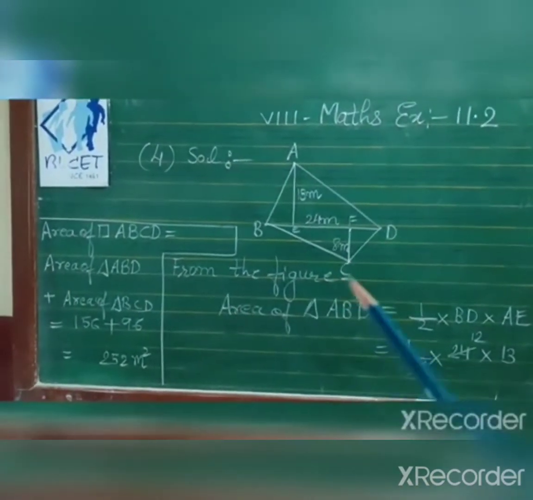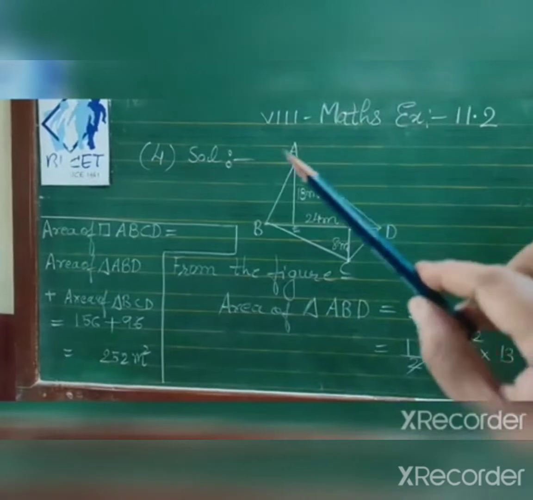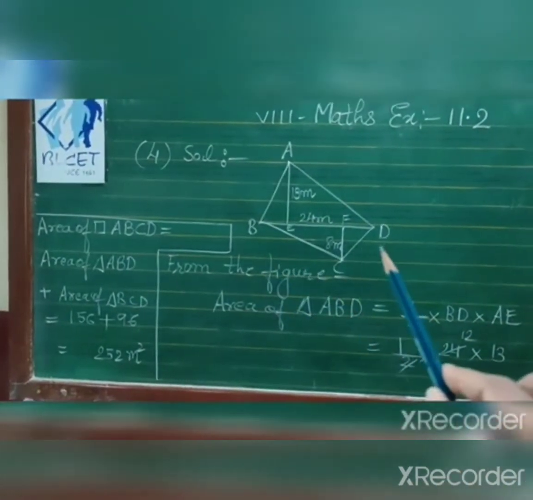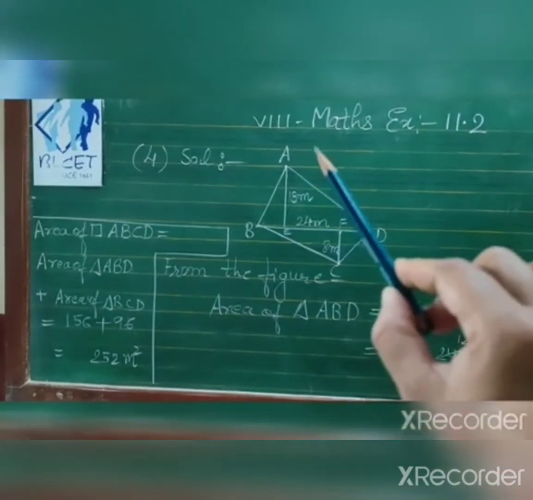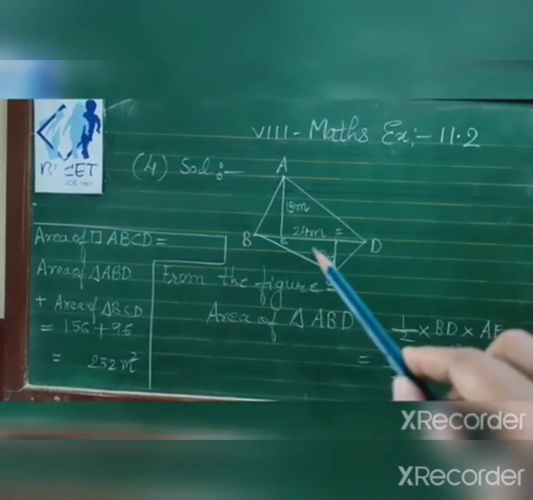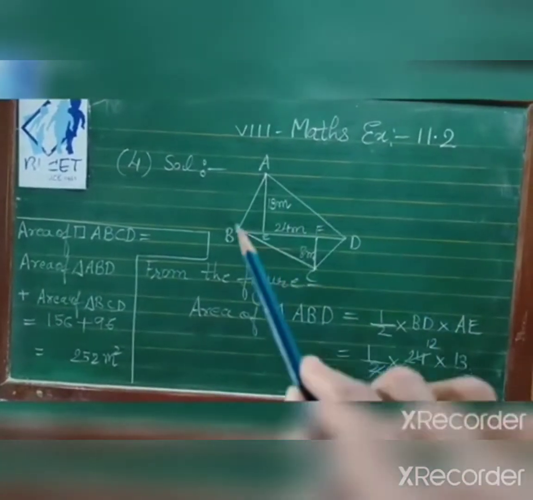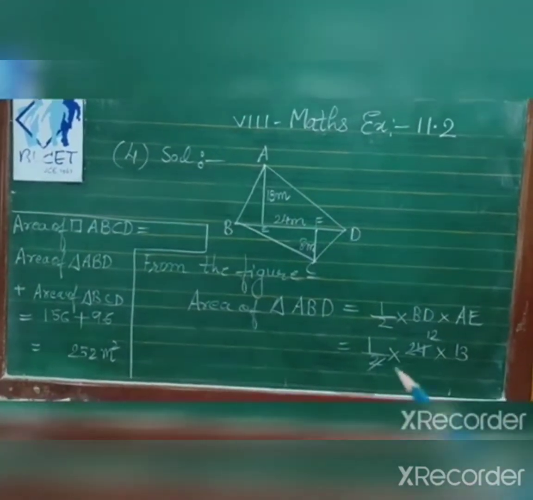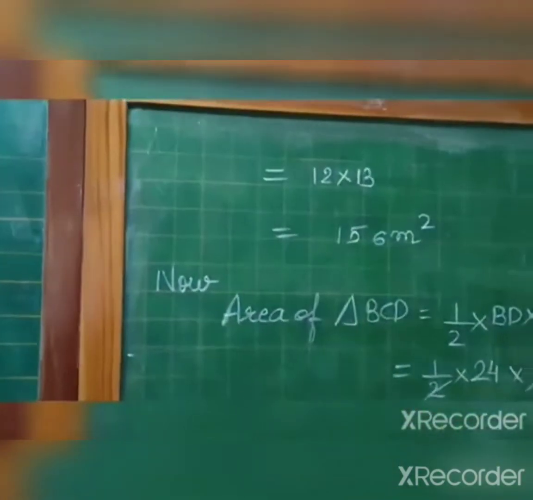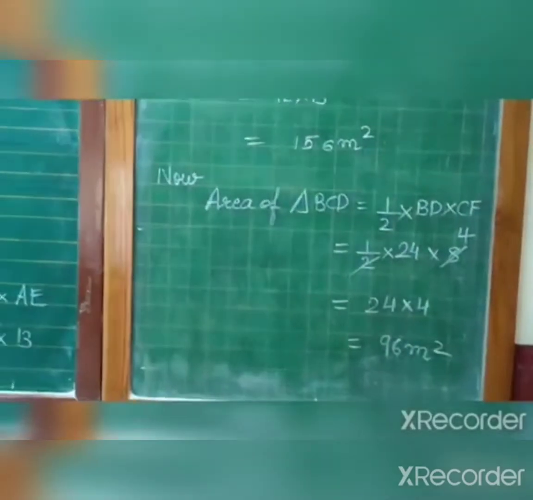Now from the figure, area of triangle ABD is half into base into height. Base is BD because the perpendicular is drawn on BD, and height is AE. So half into 24 into 13. 2 ones are 2, 2 twos are 4, so 12 into 13. That means 156 meter square.